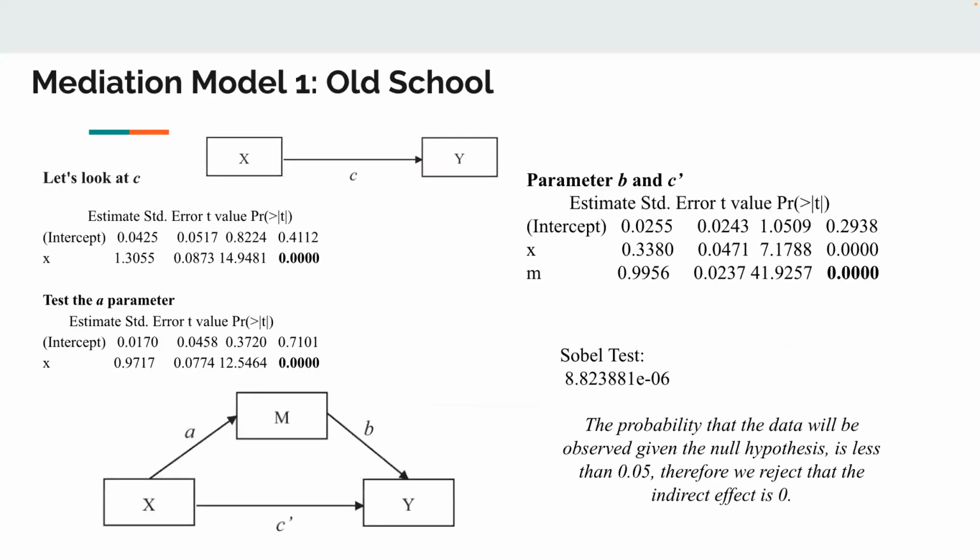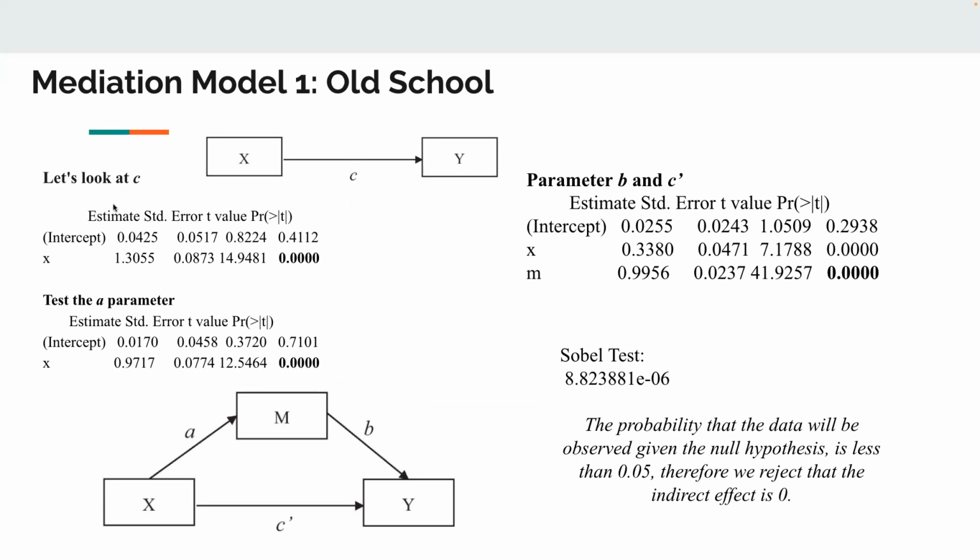So looking at our first model, this one's kind of a classic model, somewhat of a manual method. Our first step is going to be to identify our parameters of interest. So our first parameter of interest, we're going to break it down and we're going to follow this one. This C over here. We want to look at C and see if it's significant or not.